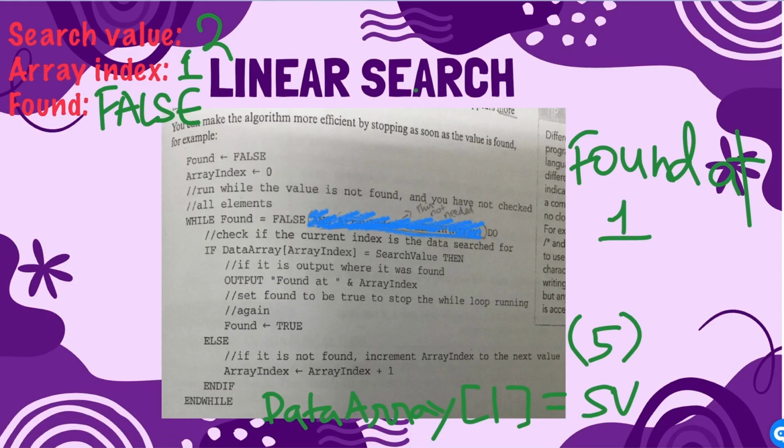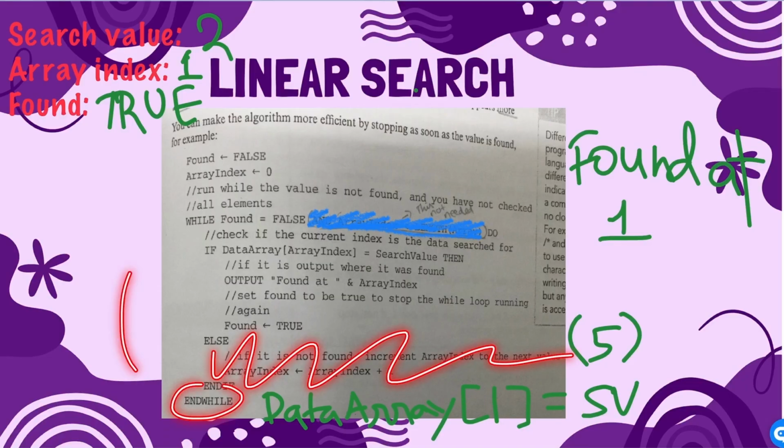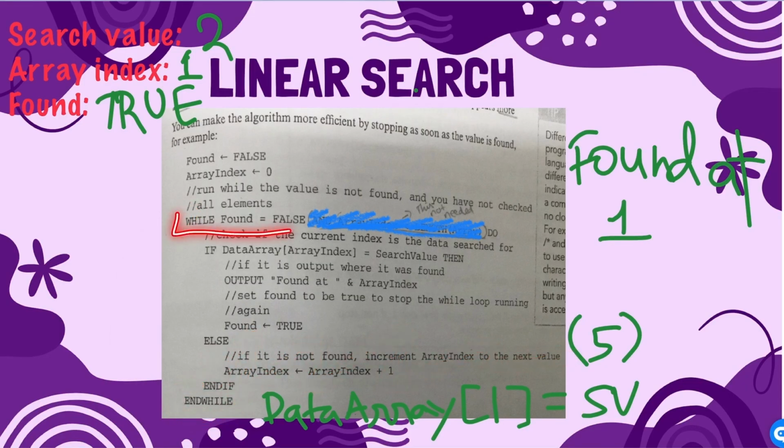And then found becomes true. Now this changes to true. The variable found changes to true. And then it just skips this else part and goes back to the beginning. So while found is equal to false, now check the criteria. Is found equal to false? No, it is not. Found is equal to true. So this code is not going to execute and it's just going to skip and go to the next part, or the code is just going to end.